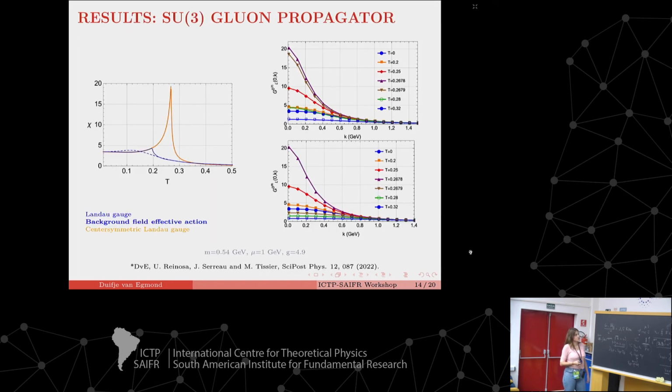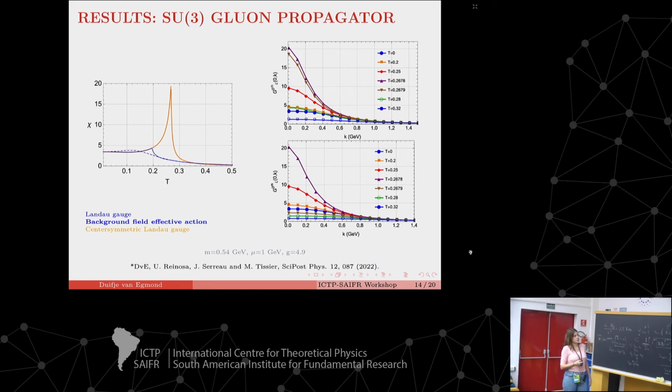So for SU(3), we have a first order transition, so we do not expect a divergence, but we do see that at the transition temperature, there is a clear signaling here, or a clear peak here, clearer than for other gauges.